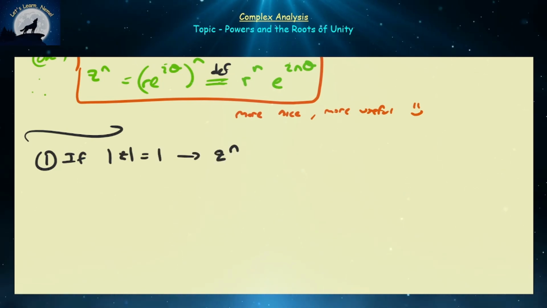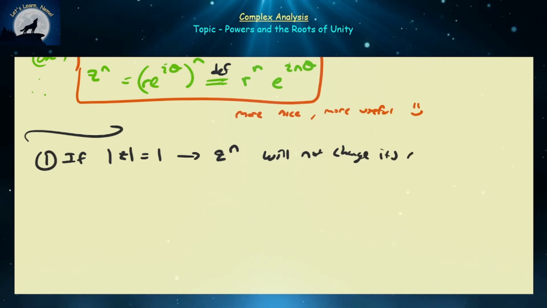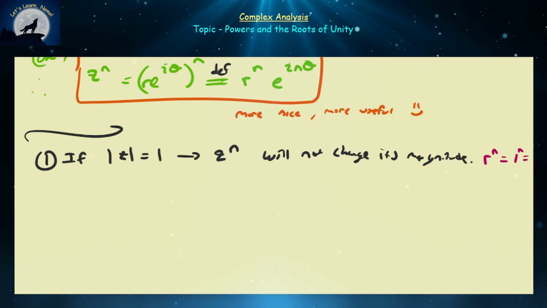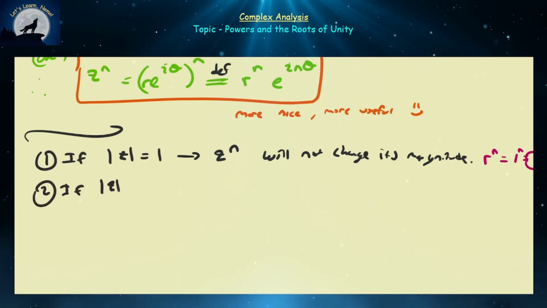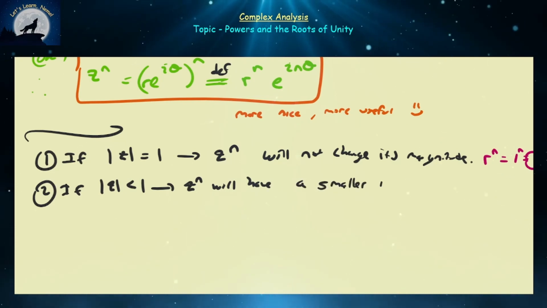So what happens when you exponentiate z to a power of n? Obviously, it will not change its magnitude. And why will it not change the magnitude? Because r to the n will be equal to 1 to the n, which will be equal to 1, right? For all powers of n. The second case, if the norm of z is less than 1, then z to the n will have a smaller magnitude.